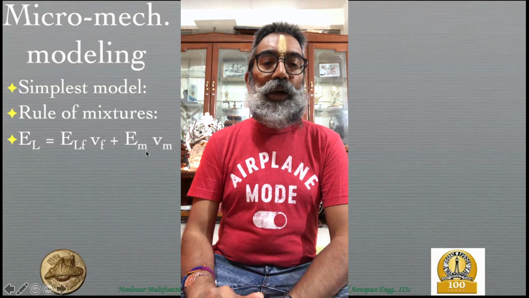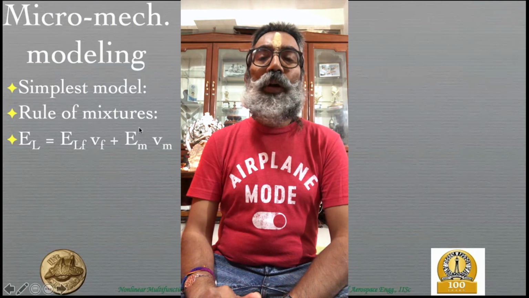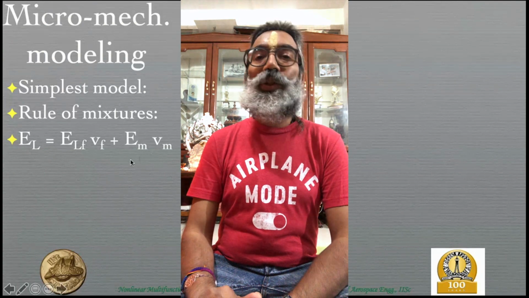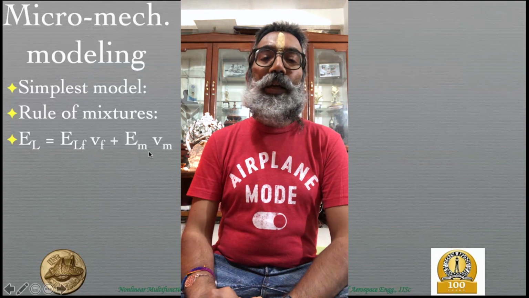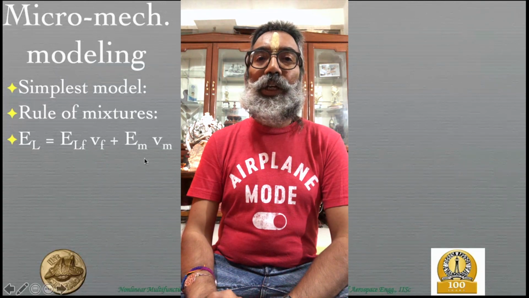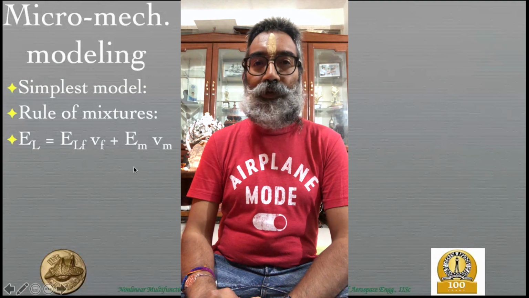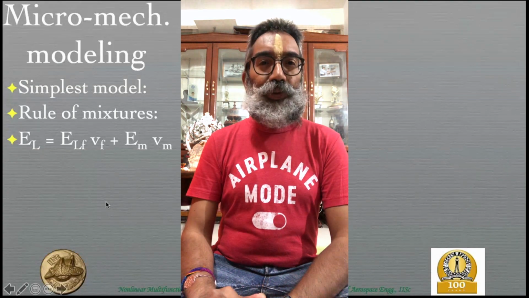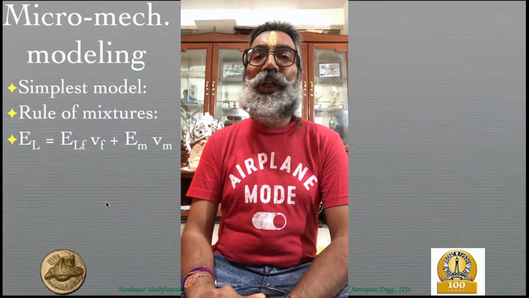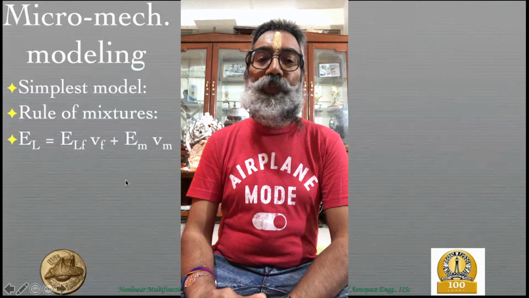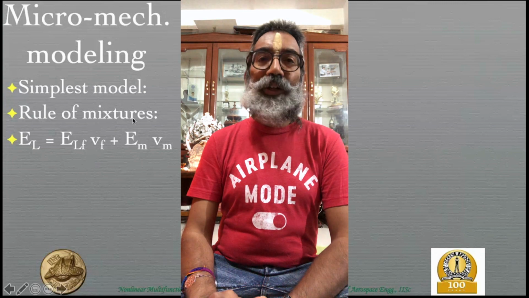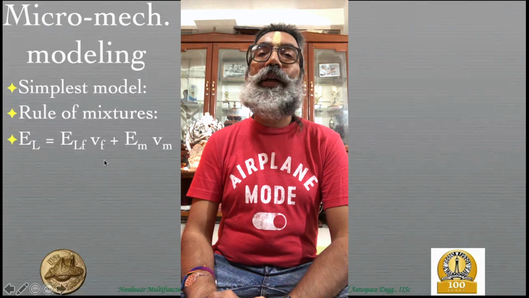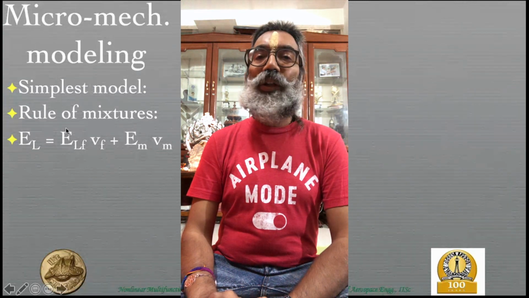So when we say EM, for example, we are talking of the Young's modulus of the matrix. Here we are not using an L or a T just because we are considering the matrix to be isotropic, which would be the case if, for example, you had a matrix which is a polymer like epoxy or a metal like aluminium. In both cases, the matrix would be isotropic, so you don't need a direction dependence for the Young's modulus.